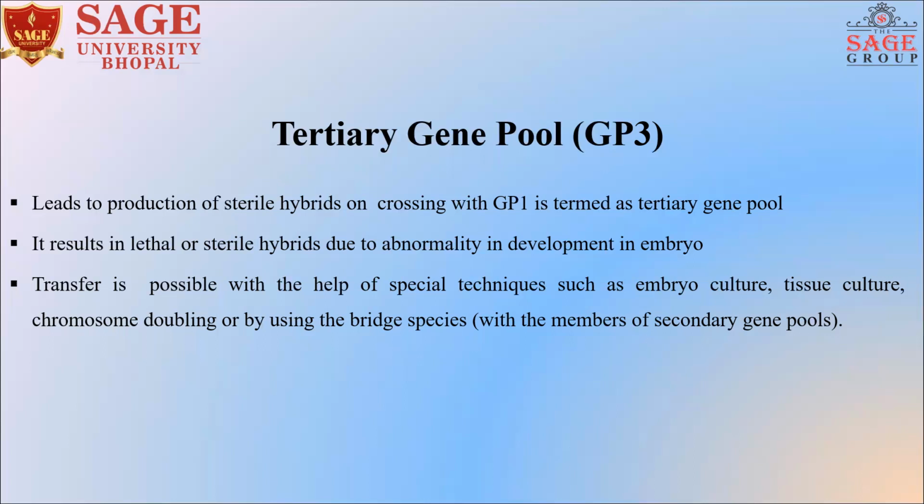cereal. But this cereal was developed by using some special techniques, which may be embryo culture, tissue culture, chromosome doubling, or using a bridge species. So only with special techniques can we get fertile hybrids. With the help of special techniques, transfer is possible. So this is about the tertiary gene pool.